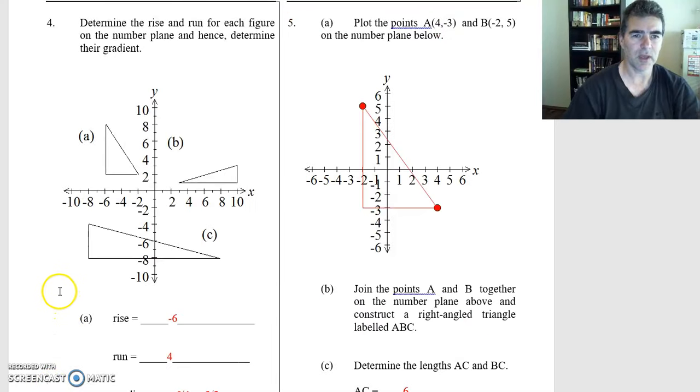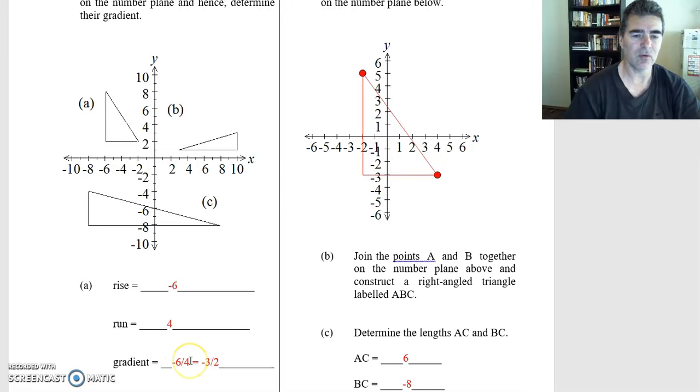With question 4, we have to find the gradient. So we're looking at part A here. We notice this line is a falling line, so we need to make sure we have a negative gradient. So remember, gradient is rise over run. So we're falling from 8 down to 2. So it's a fall of 6. So it's a negative rise, negative 6. And I'm running from minus 6 to minus 2. So I'm running 4. So my gradient is minus 6 over 4, and that simplifies to negative 3 over 2.